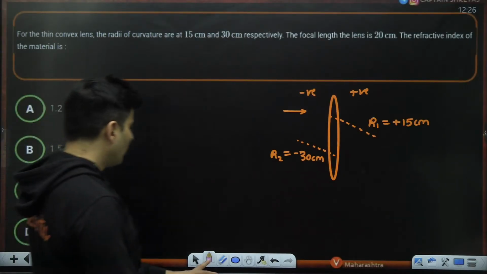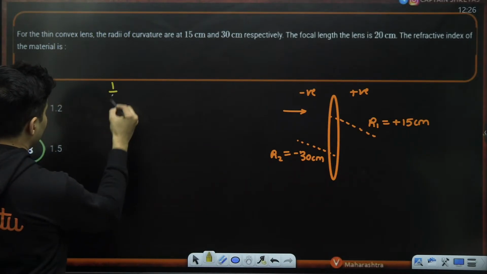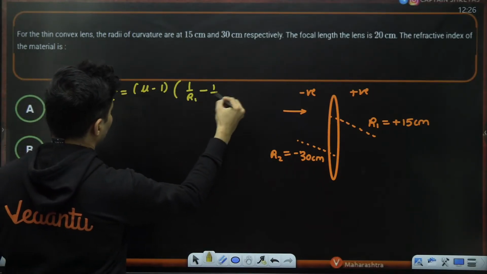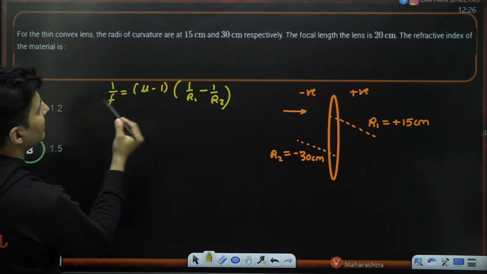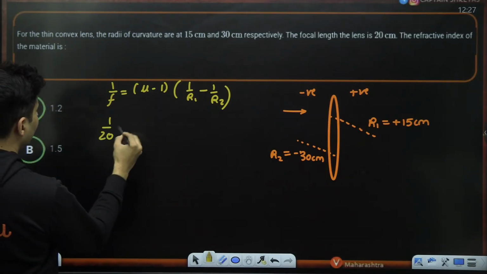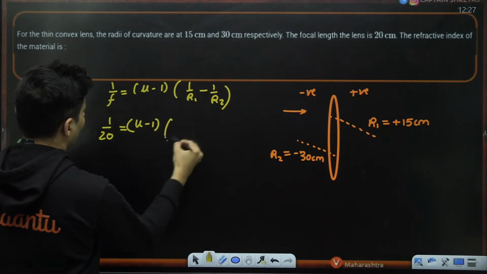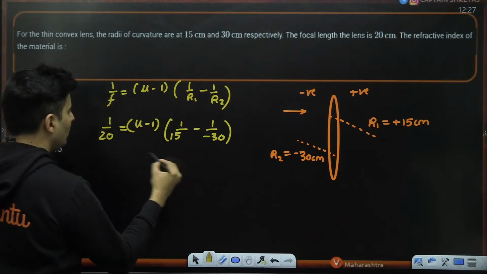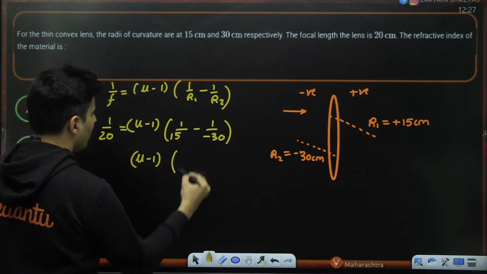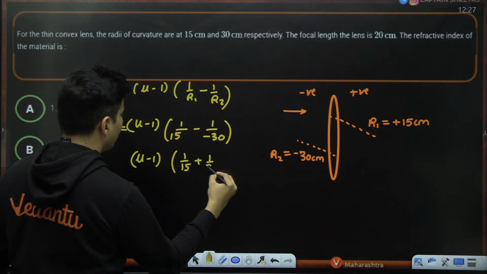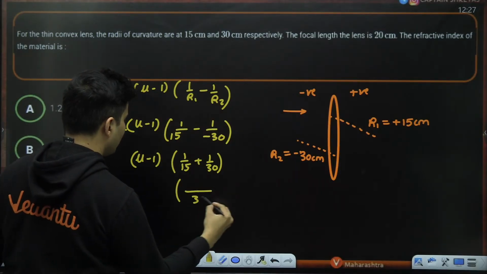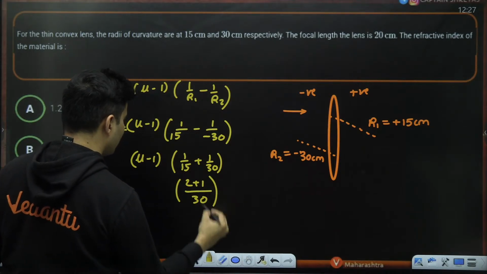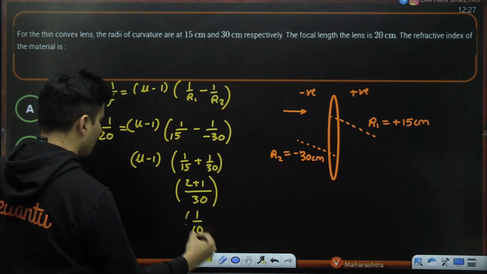All right, so let's find out the focal length now using the lens maker formula. 1 by f is equal to the relative refractive index minus 1, times 1 by R1 minus 1 by R2. The focal length of that lens is 20, so 1 by 20 is mu minus 1, times 1 by 15 minus 1 by minus 30. So this is mu minus 1 times 1 by 15 plus 1 by 30. LCM is 30, so this will be 2 plus 1, which is nothing but 3. So 3 by 30 is nothing but 1 by 10.